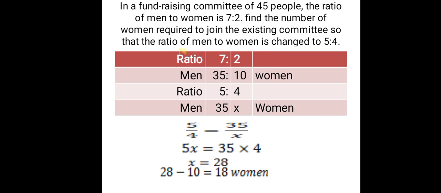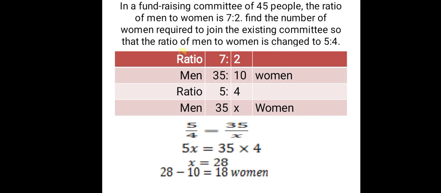In a fundraising committee of 45 people, the ratio of men to women is 7 to 2. Find the number of women required to join the existing committee so that the ratio of men to women is changed to 5 to 4. Now, we shall write the ratio the way I've written here, 7 to 2. And the number of people is 45. We divide that 45 into the ratio of 7 to 2. That gives us 35 men, 10 women.